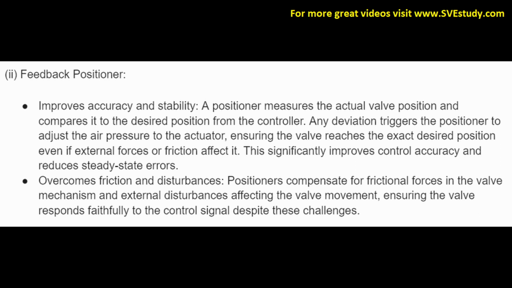2. Feedback positioner. Feedback positioner improves accuracy and stability. A positioner measures the actual valve position and compares it to the desired position from the controller. Any deviation triggers the positioner to adjust the air pressure to the actuator, ensuring the valve reaches the exact desired position, even if external forces or friction affect it. This significantly improves control accuracy and reduces steady-state errors.